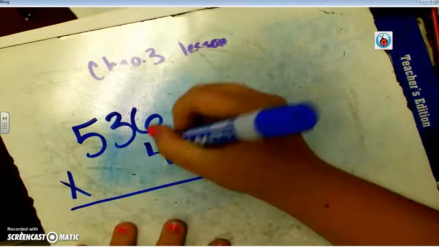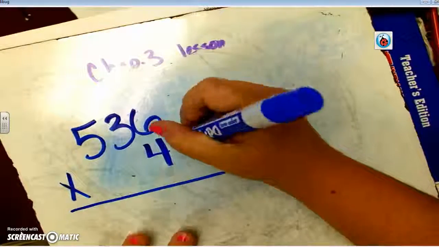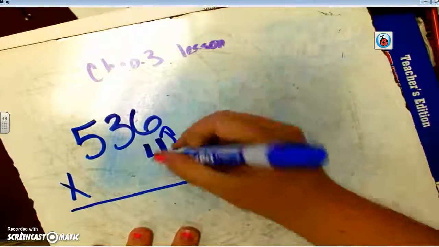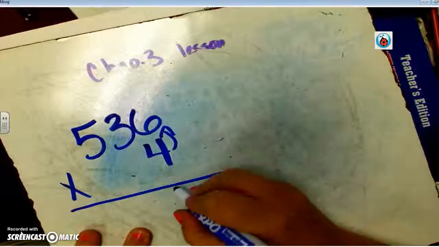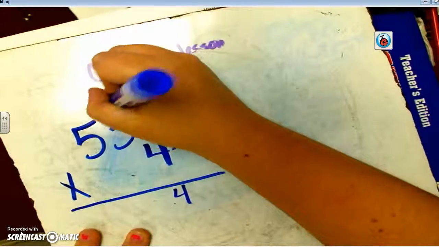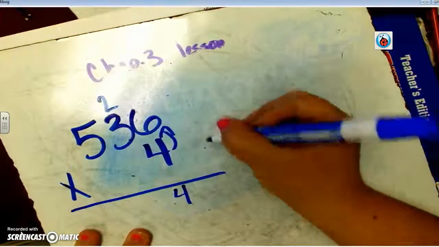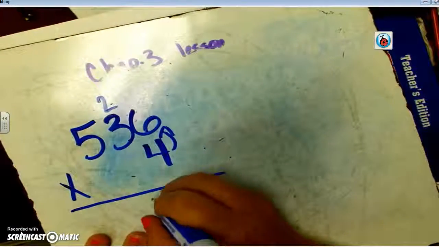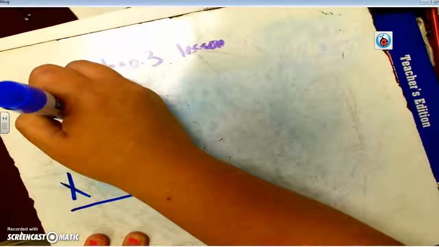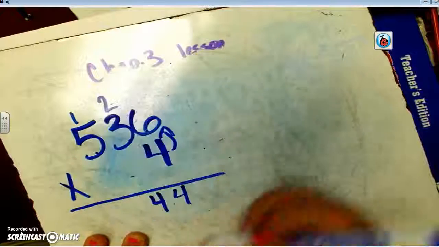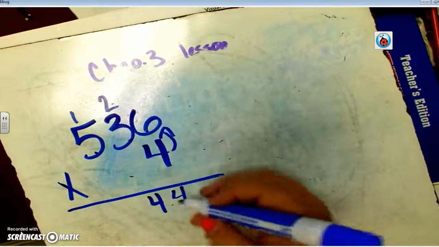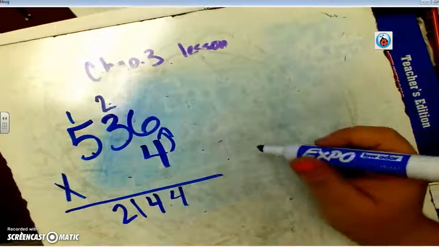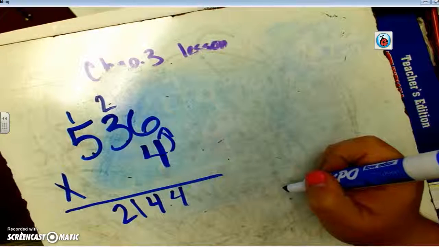I saw everybody had the correct answer on the board, so I know you all know how to do it the regular way. 4 times 6 is? 24. I put my 4 and I carry my 2. 4 times 3 is? 12. Plus 2 is? 14. Carry my 1. 4 times 5 is? 20. Plus 1? 21.